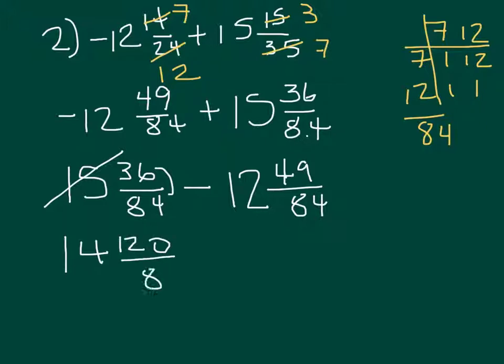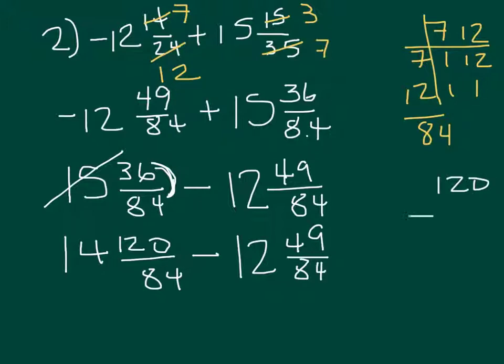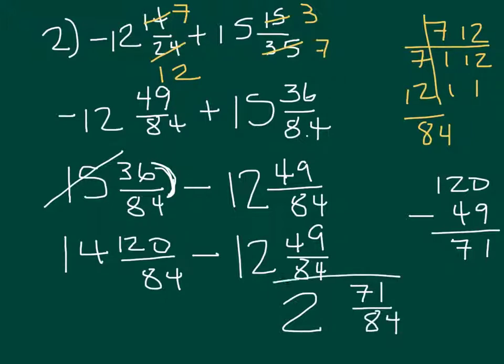120 over 84. Remember that we said in part 1 that we add these two, we get 120, and we write the other fraction like it is. Now we're ready to subtract. 120 minus 49, and it's 71. My answer is 71 over 84. And this can't be simplified.